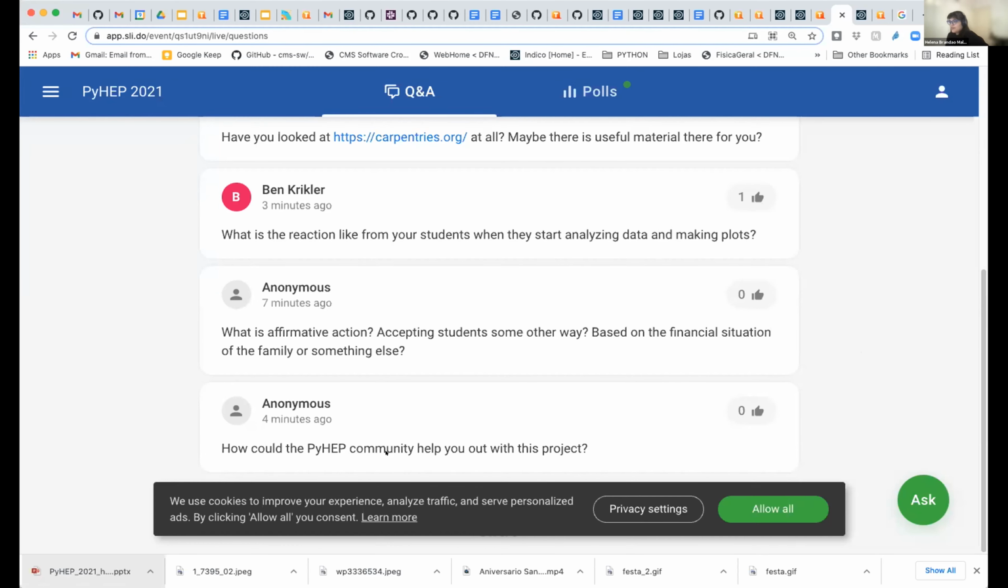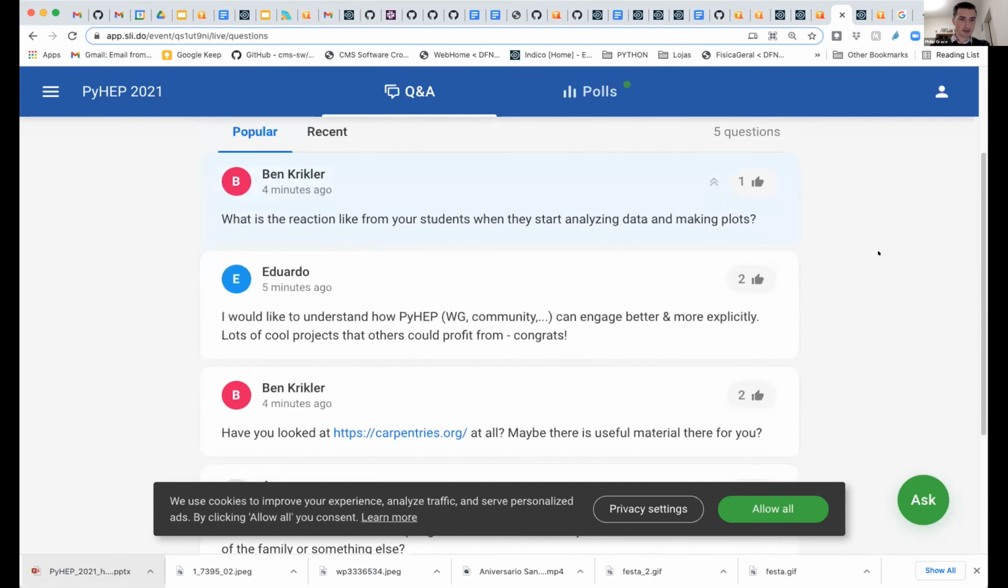How could the PyHEP community help you out with this project? Yes, so as I mentioned already, we can start collaborations, working on projects together. I've left the contacts of the project there, so please contact us. And I hope we will manage to have at least the GUI running soon. And if we can have it running other places, that would be great.